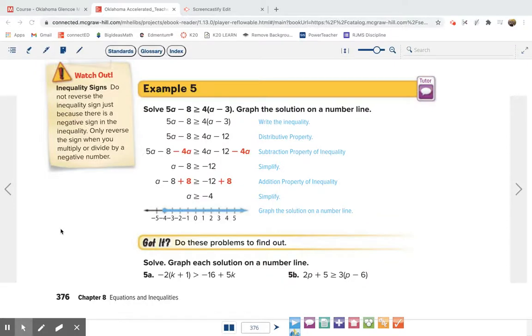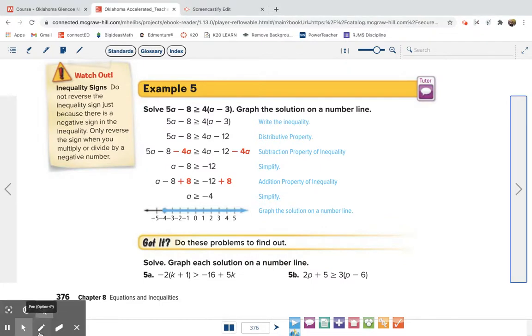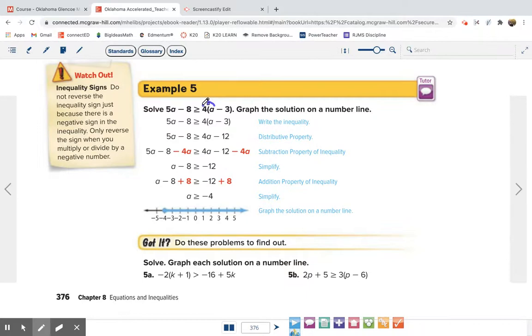All right, last example that I'll do with you. So we are solving for an inequality again, and then it says graph the solution on a number line. So before we can do anything with this, we have to get rid of those parentheses by distributing. So we have 4 times a, which is 4a. 4 times negative 3 is negative 12. So this is our inequality once we've gotten rid of parentheses.